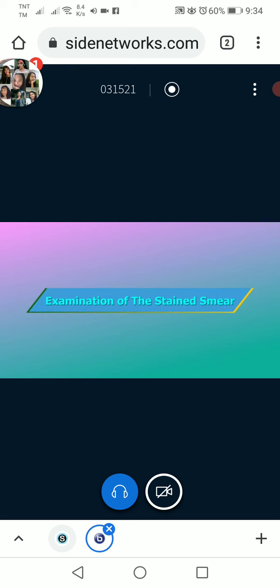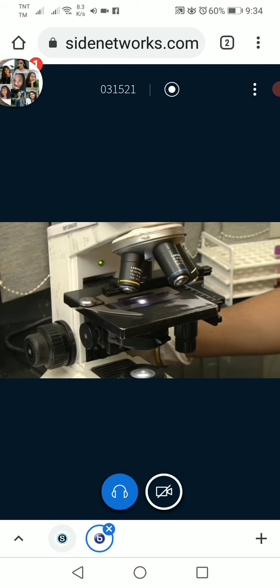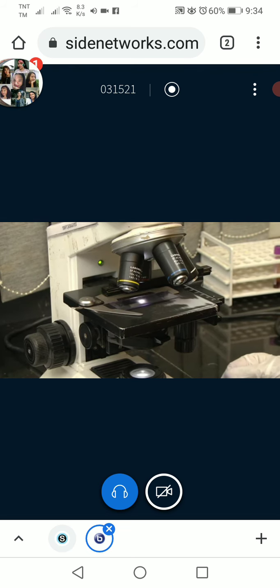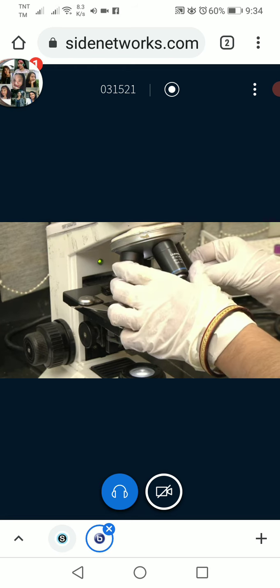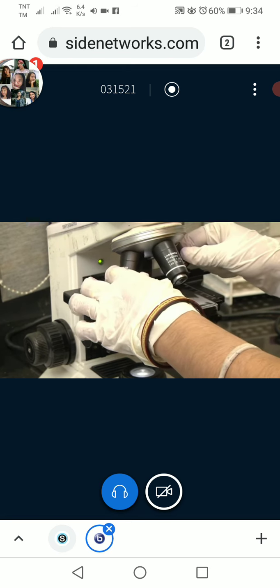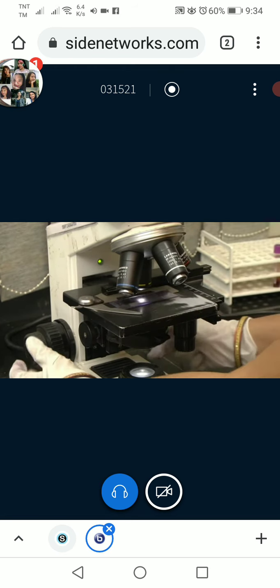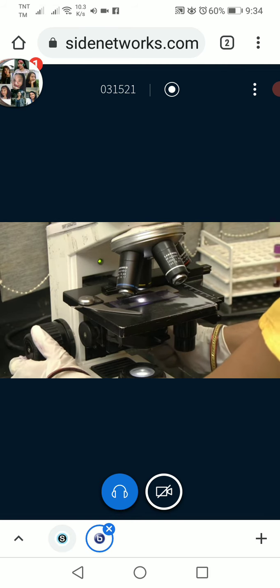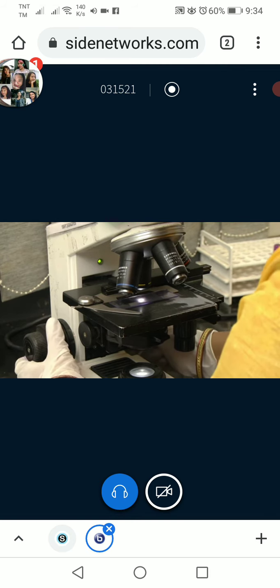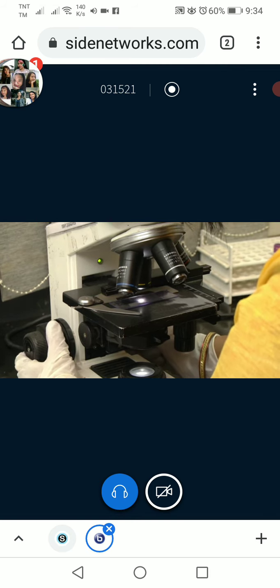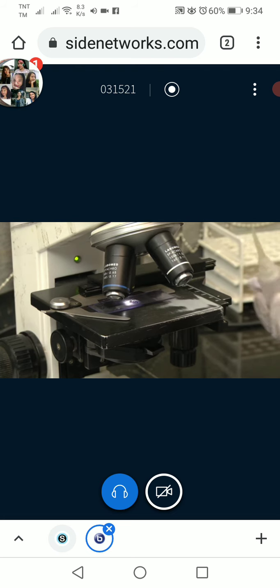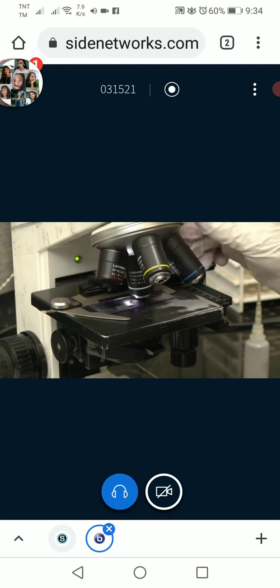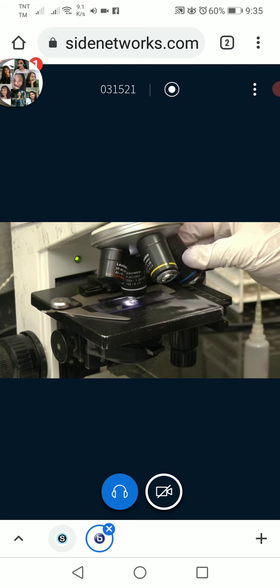Now, examination of the stained smear. Place the slide on the mechanical stage of the microscope. Focus the slide first using the 10x objective. Position the 100x oil immersion objective over the edge of the film where the red cells are thinner. Place a drop of immersion oil on the edge of the middle of the film. Lower the oil immersion objective until it touches the immersion oil.